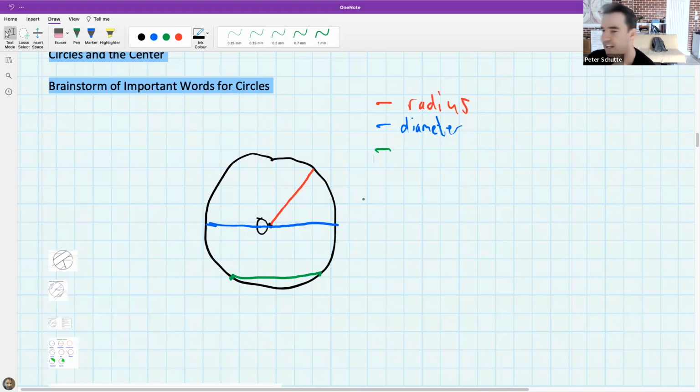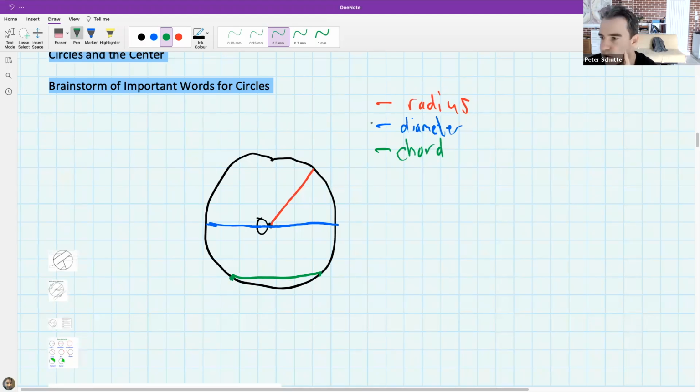Does anybody want to come online and share this magical word with everyone? You're close, but no cigar. Well, actually, it could be, okay, the segment's not wrong either. I would call the green line by itself a chord. So the diameter is a special type of chord that goes through the middle. Every other straight line that goes from one point on the circumference to the other is called a chord.